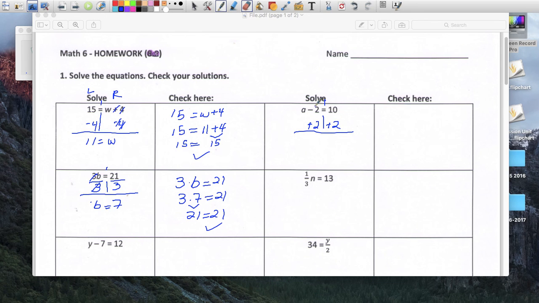The minus 2 and the plus 2 become 0, so I don't need to write 0. I can write 0, but there's no point. And the only thing that's left over is a. So I get a equals, and then 10 plus 2 is 12. So that's the value of the variable that supposedly makes my equation true. Check: a minus 2 equals 10.